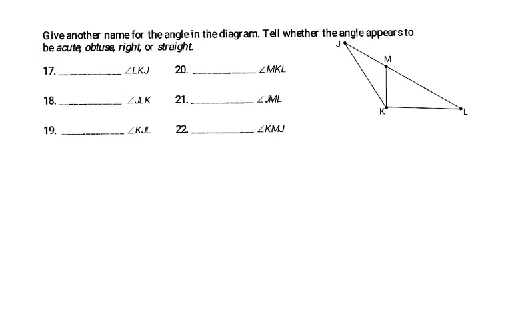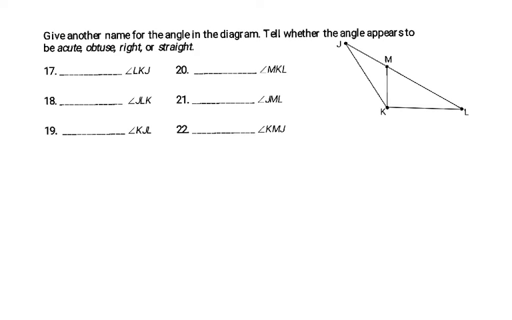A little different diagram. Look at question 17. Give another name for the angle in the diagram. Tell whether the angle appears to be acute, obtuse, right, or straight. We are looking at L, K, and J, tracing those 3 points. Remember, K is the middle. K has to be the middle point that you trace. That angle right there is obtuse.